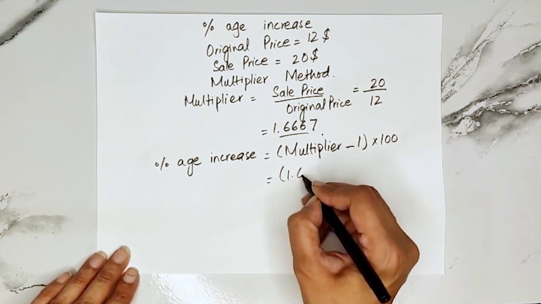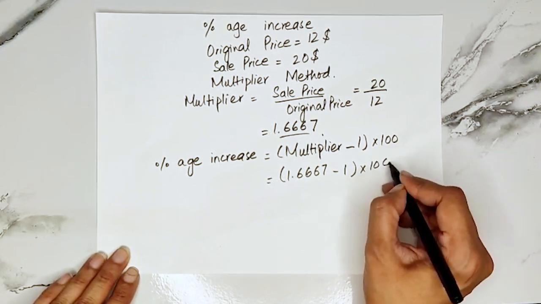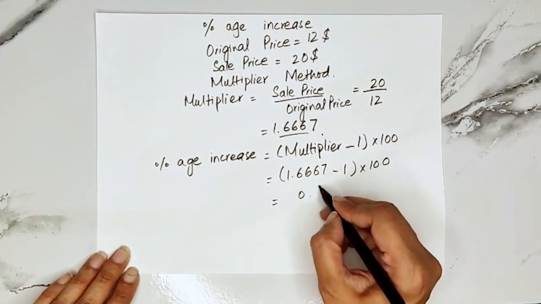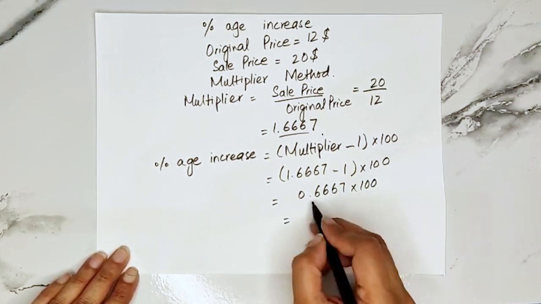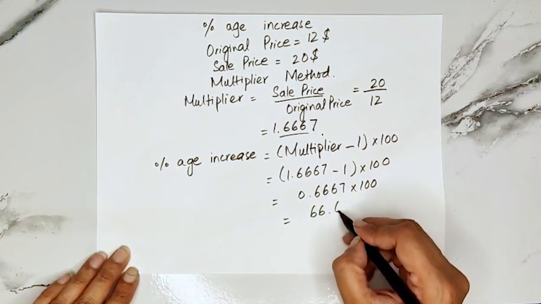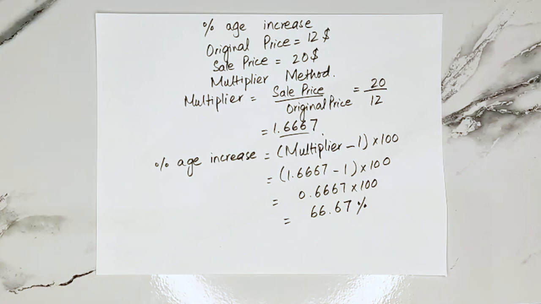So it's 1.6667 minus 1 into 100. So it will be 0.6667 into 100, that is equal to 66.67%. So this is how you can calculate the percentage increase in any number by using the multiplier method.